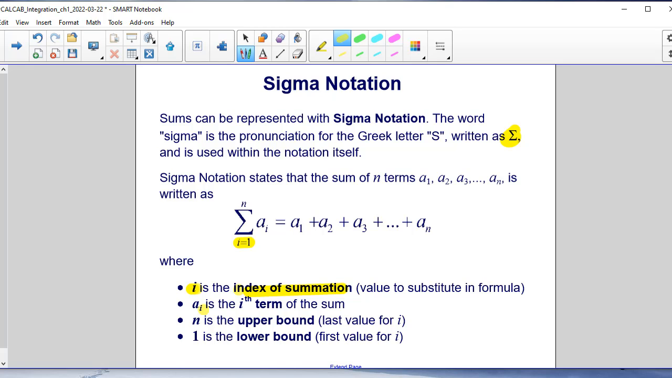A sub i is a particular term within the sum. So if it's a sub 1, that's the first term in the sum. A sub 2 is the second term in the sum. A sub 3 is the third term in the sum, and so on. n is the upper bound. That's the highest or the last value that you would be adding up to, the last value for i. And 1 is the lower bound. That's the initial or first value for the letter i.